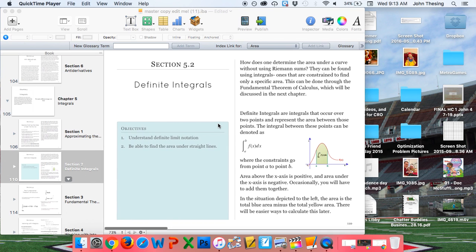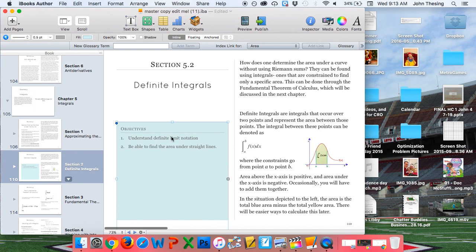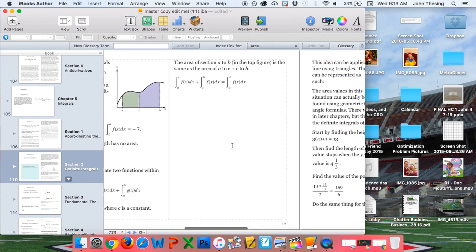Understand definite integral notation? Be able to find the area under straight lines, because we don't do the fundamental theorem until later.